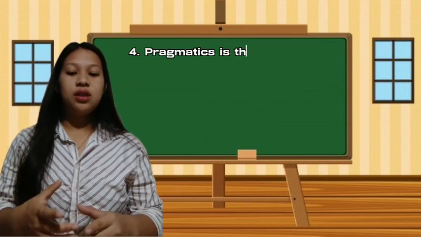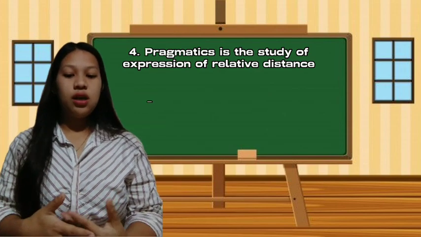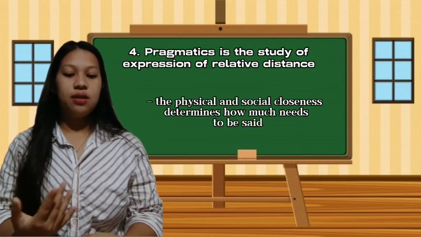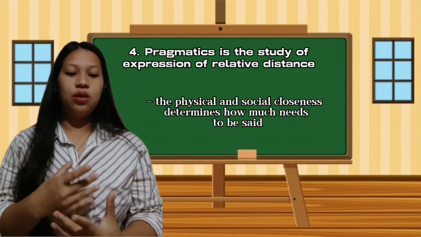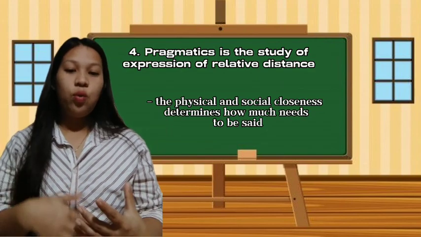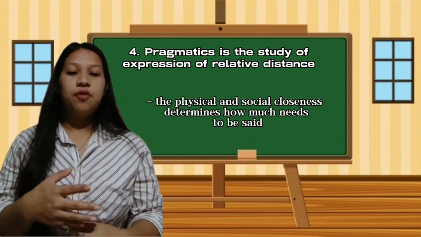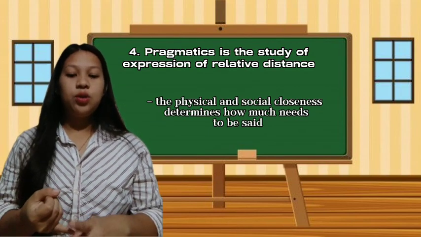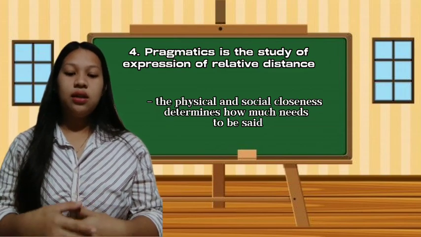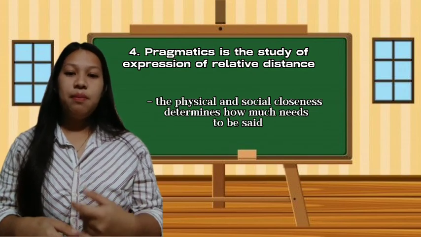Lastly, pragmatics is the study of the expression of relative distance. In this definition, physical and social closeness determines how much needs to be said. For physical closeness, for example, "take this": only people close to the speaker know what it refers to. Social closeness can be found between friends. An example would be if I tell you we had fun on the weekend, you would know that it was last weekend and you know which friends of mine are meant by "we."